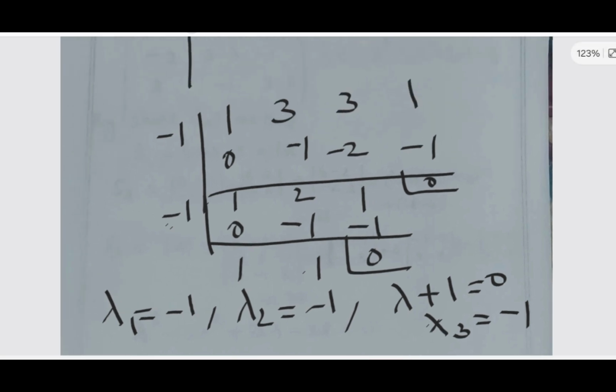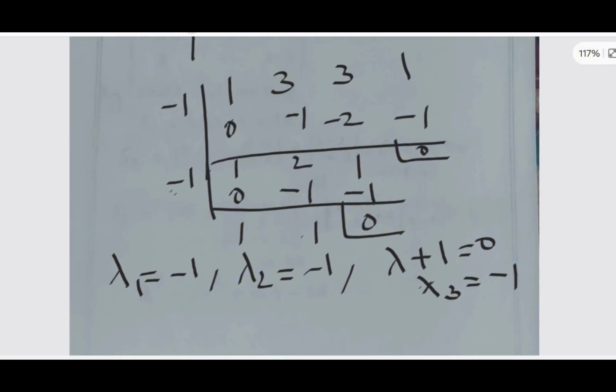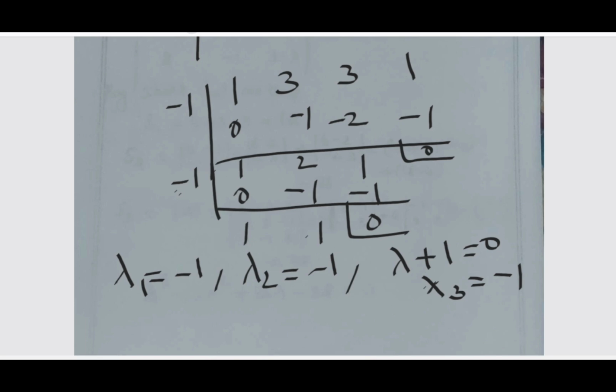So you note this synthetic division also. This is the way we have to find out the synthetic division. So I think by observing this, you get a clear idea about the synthetic division also.